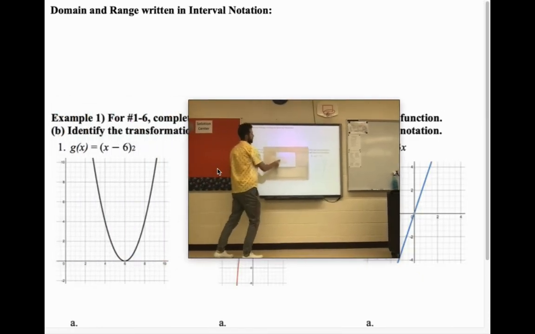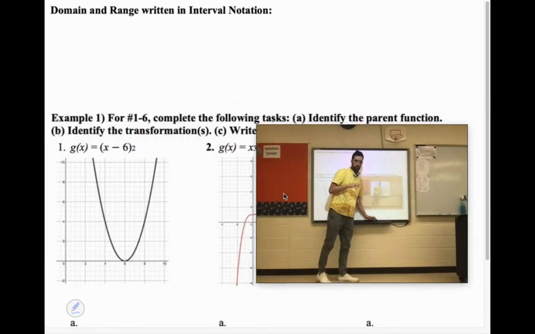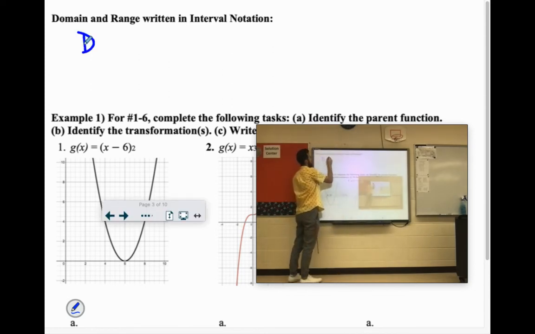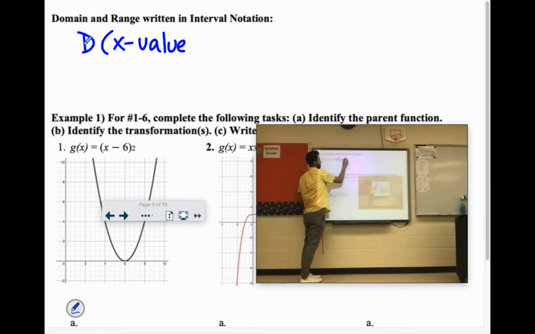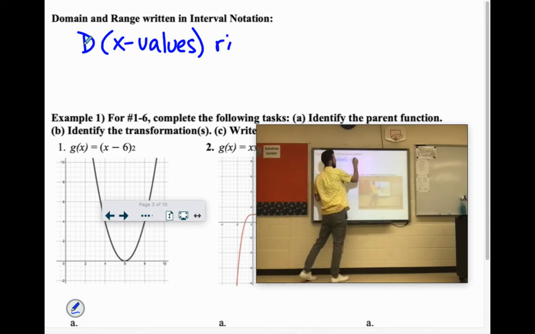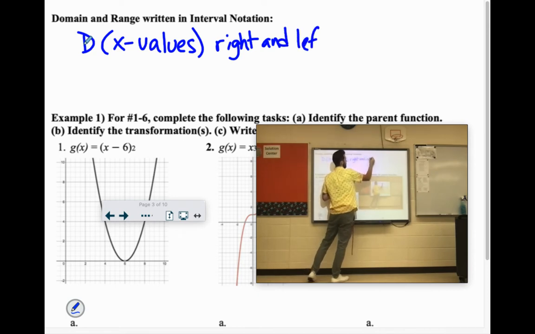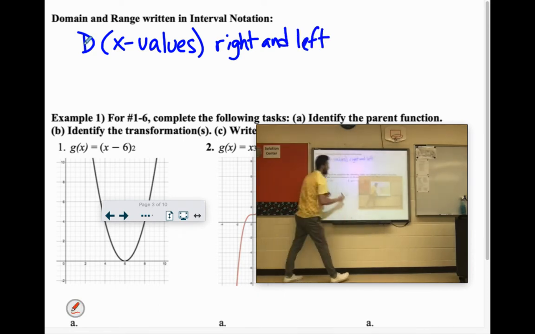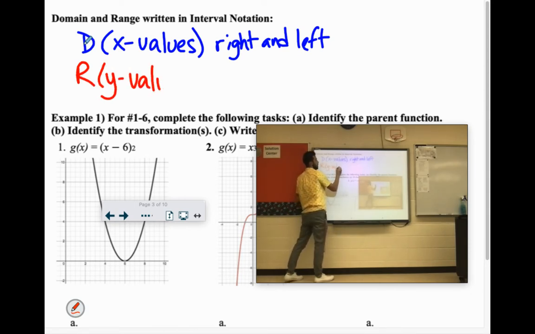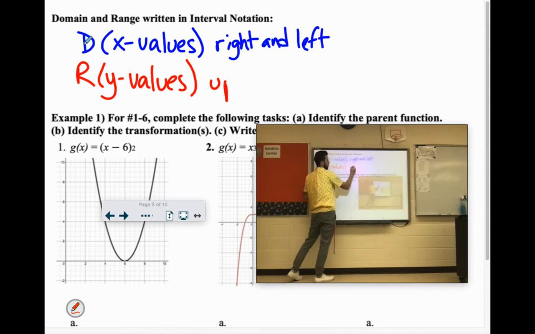All right. So now we're going to get into more of the domain and range. So domain are all our x values, which are your right and left. Range are all of our y values, which of course are up and down.